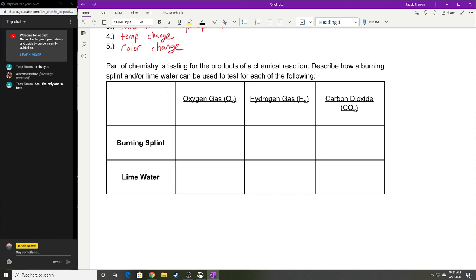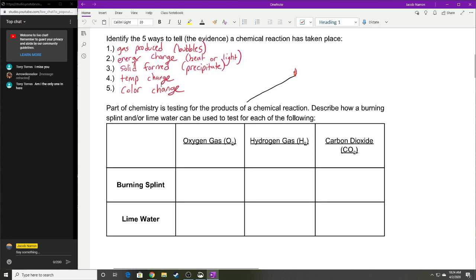But the idea is you have this splint, which is just a wood stick. Think about a kebab skewer. At the end of this, they have a little flame, just like that. And the idea is if you put it into a test tube that maybe has oxygen, maybe it has hydrogen, maybe it has CO2, it'll do certain things.